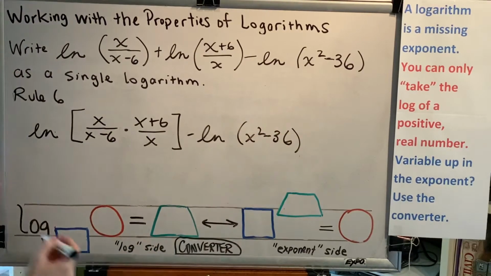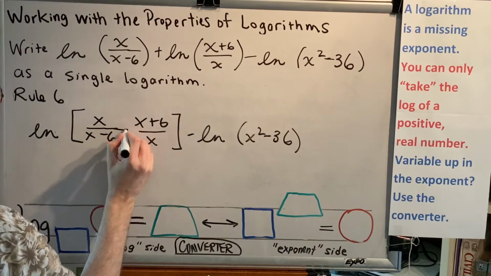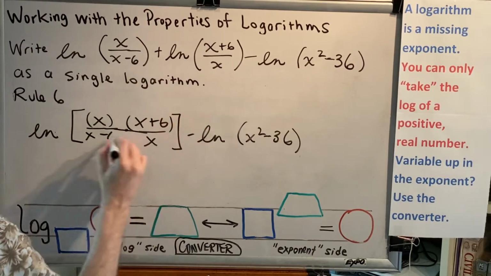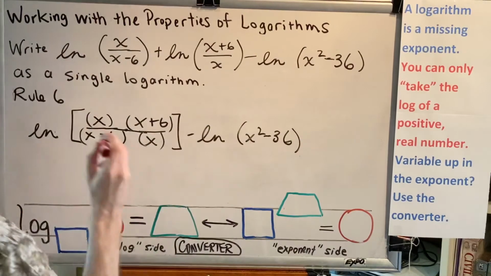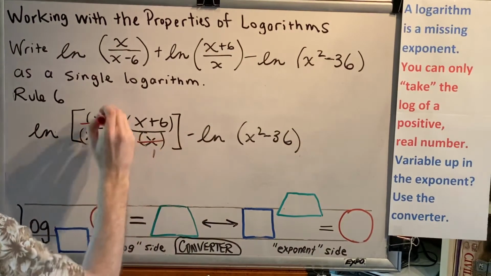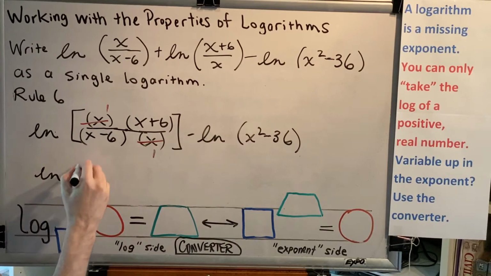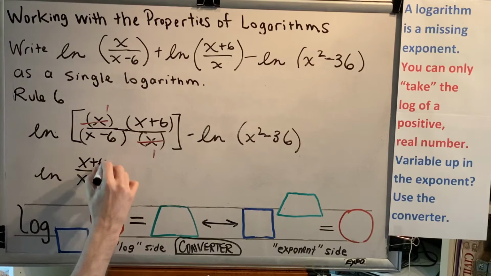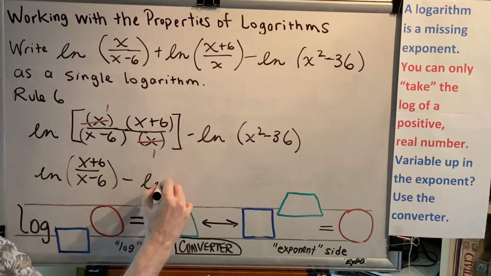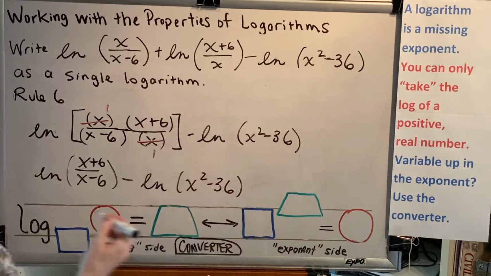Simplifying, we notice that we have an x up top and an x down below. So when we combine these two fractions into one with multiplication, we're able to cancel those x's. Both of them turn into the number 1. Anything times 1 is itself. So we now have the natural log of the fraction x plus 6 over x minus 6 minus the natural log of the difference x squared minus 36.